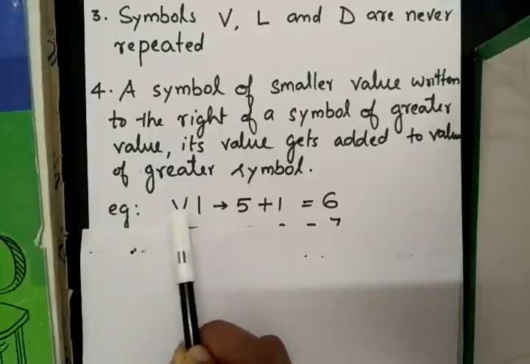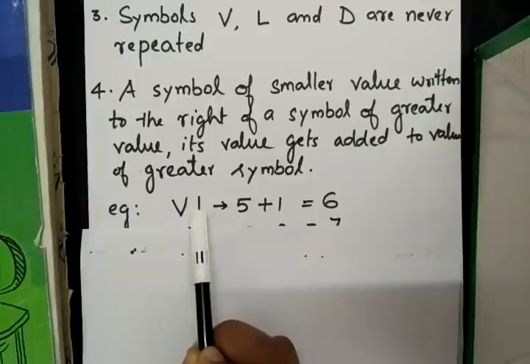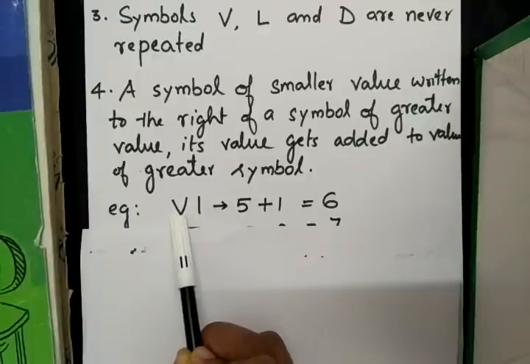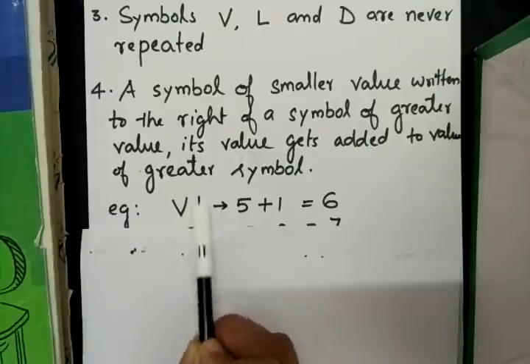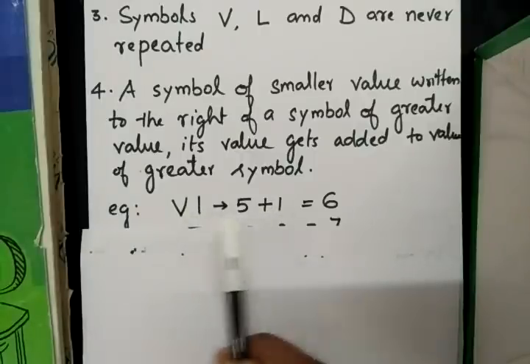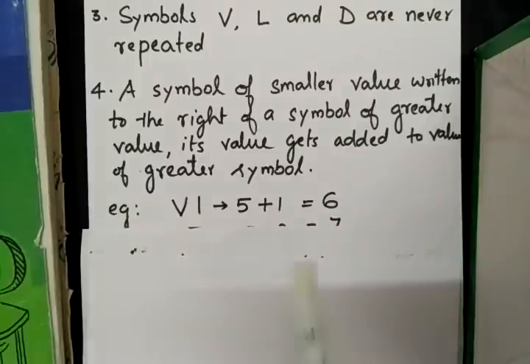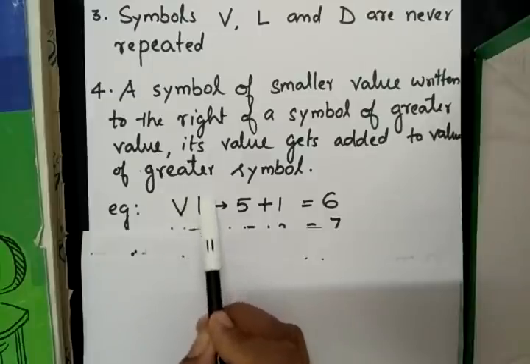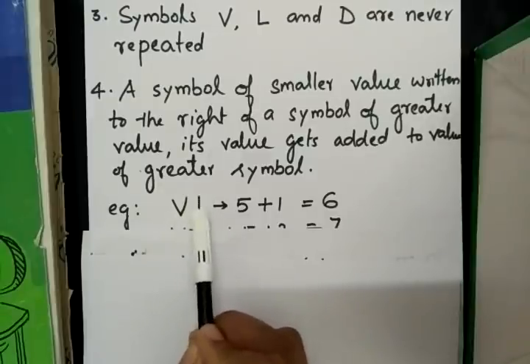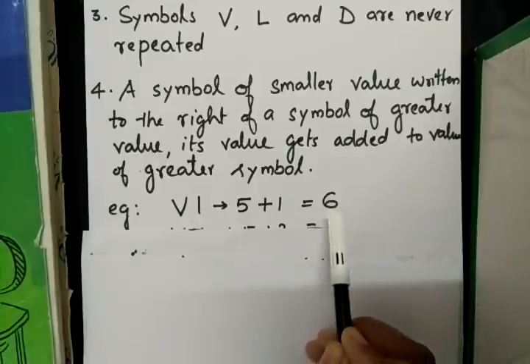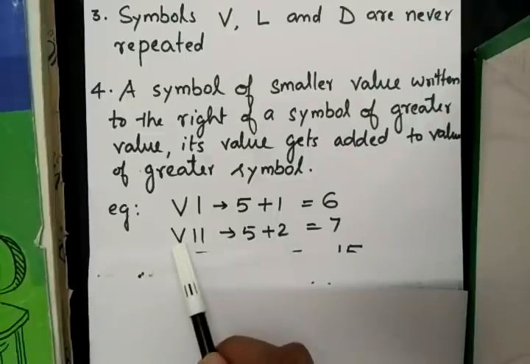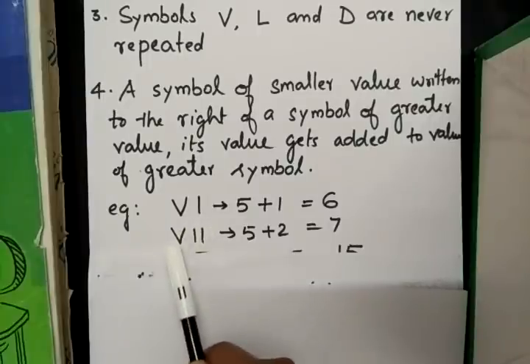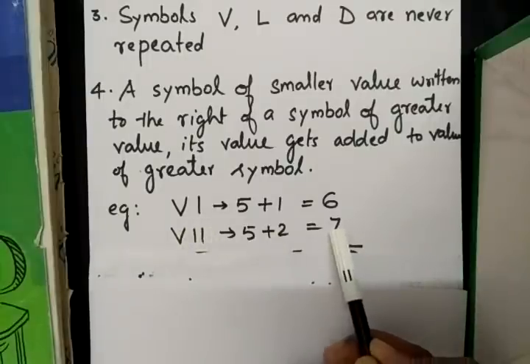That is, I is written on the right side of the greater value V. Now this becomes 5 plus 1. When the smaller value is written on the right side of the bigger value, it will be added. So the combination of V and I represents 6. Okay. Another example, the combination of V, the greater value, and II, the smaller value. What is this value? 2. That is 5 plus 2 equals 7.